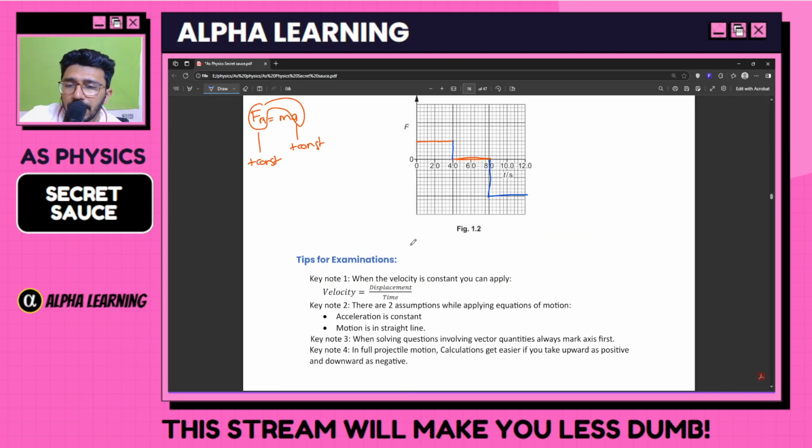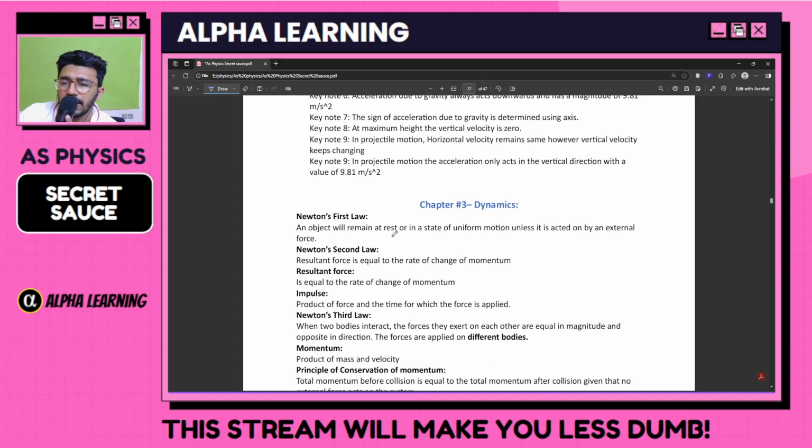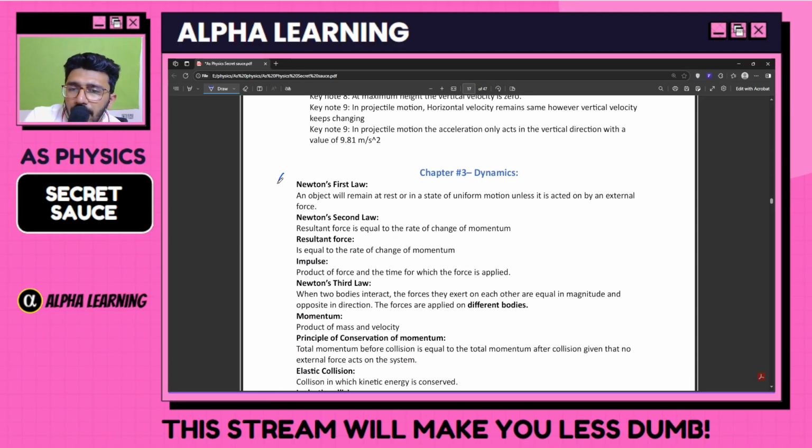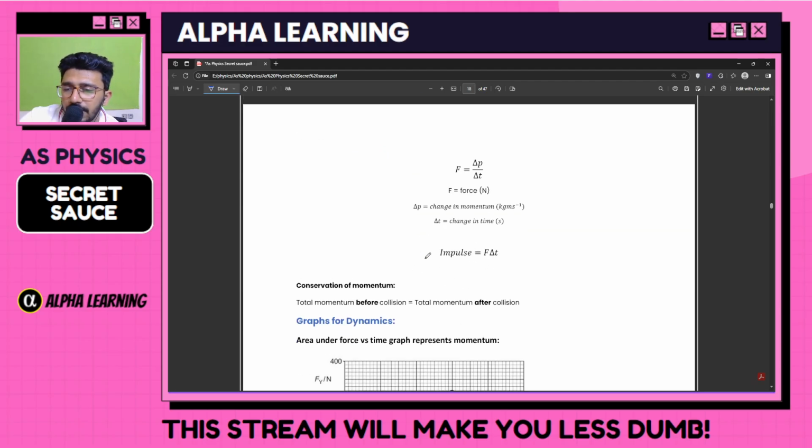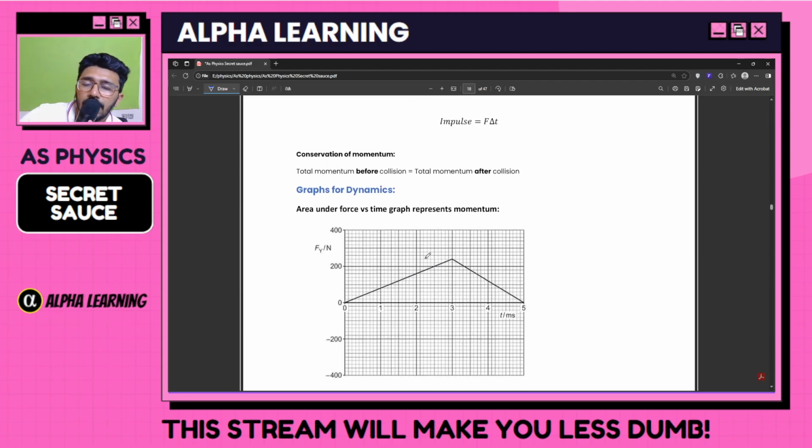Simple, nothing complicated. These are some tips for examination that you can read out. Then you have some definition of dynamics that you can also read out. These are some formulas of dynamics, easy peasy. I hope you go through them. These are also explained in this speedrun video. Now the graph for dynamics.